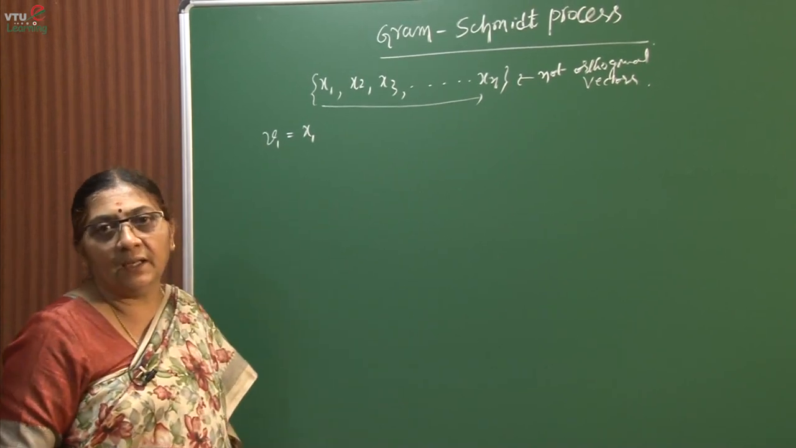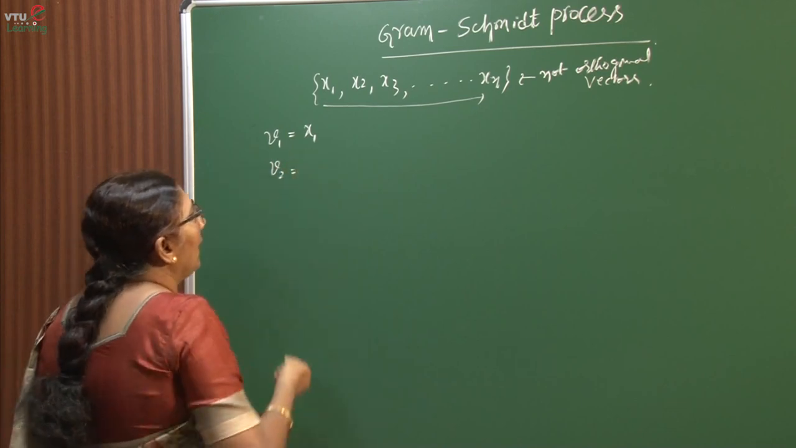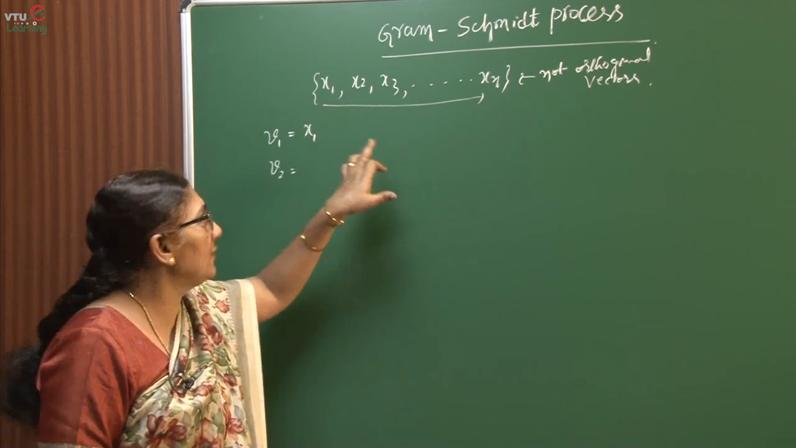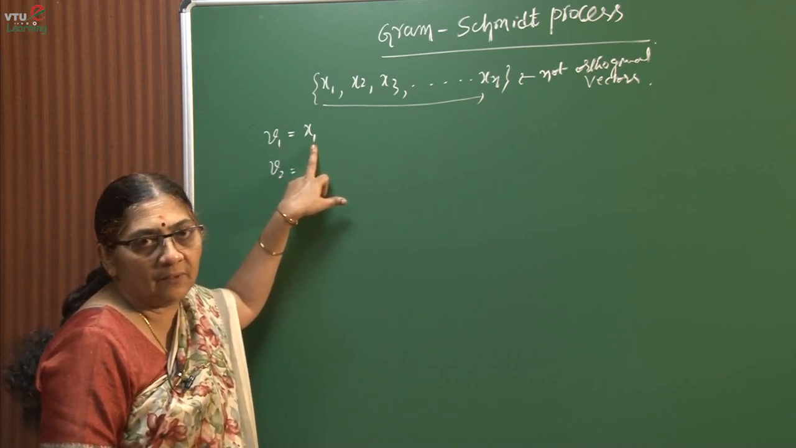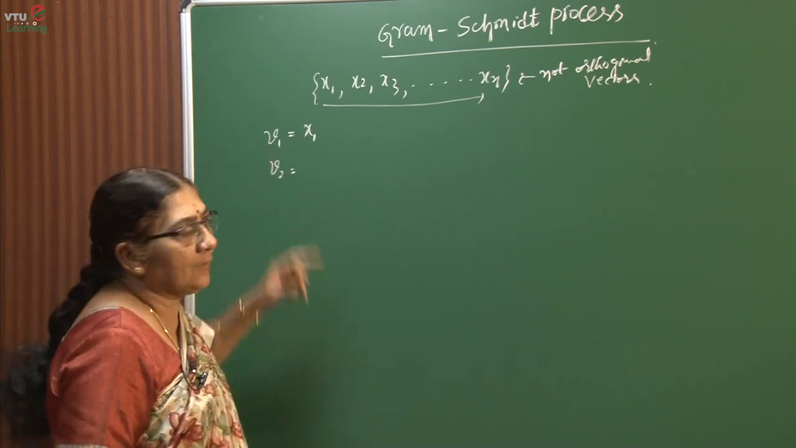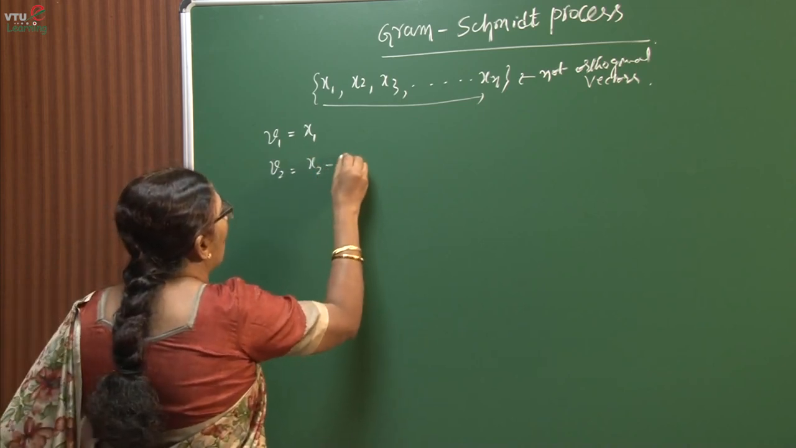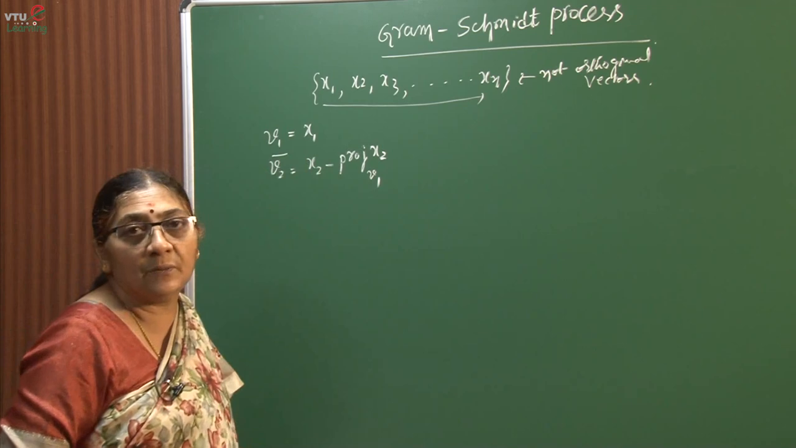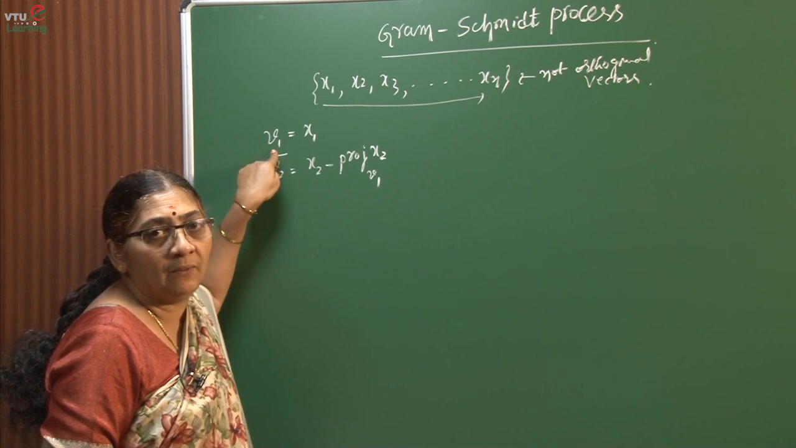This is the way we apply the algorithm for the Gram-Schmidt process. What is our aim? We are going to convert non-orthogonal vectors to orthogonal vectors. Therefore, v1 is nothing but the first given vector. Now we find v2, which must be orthogonal to v1. Therefore, using the orthogonal projection formula, x2 minus the projection of x2 with respect to v1, because we already calculated v1. We are finding v2, which must be orthogonal to v1.